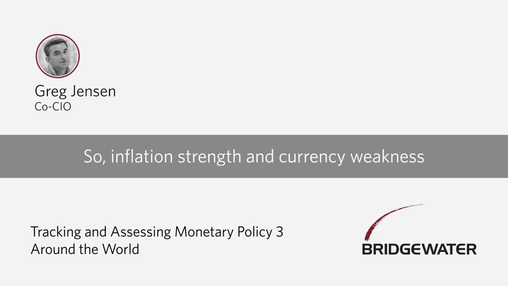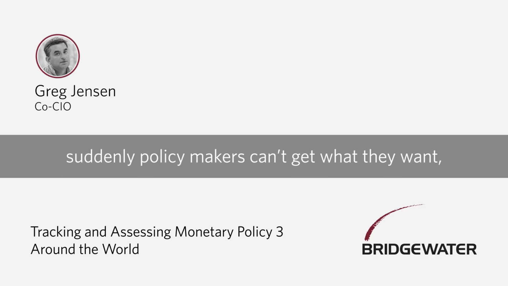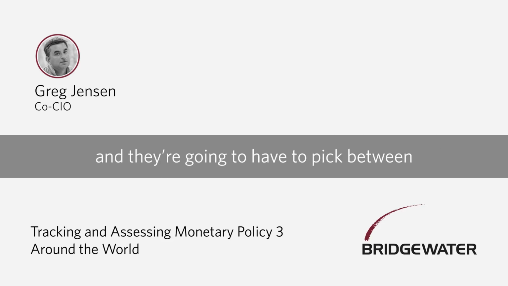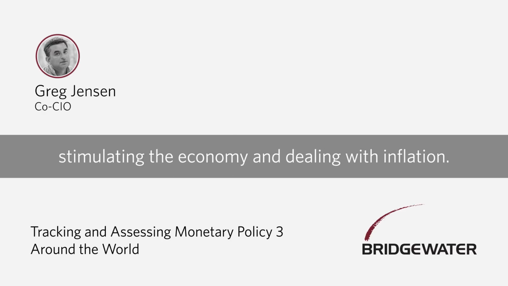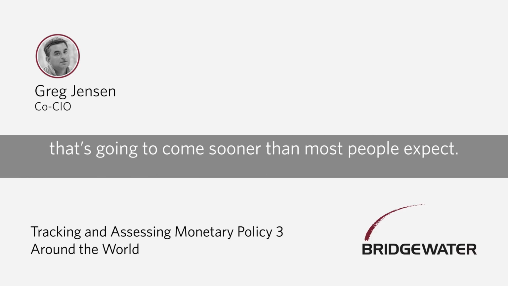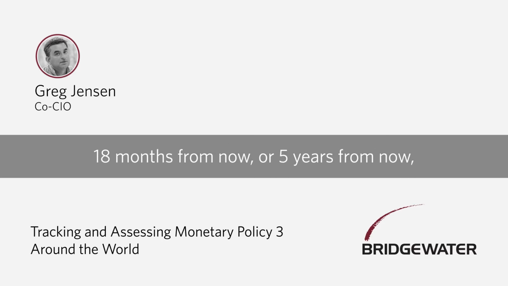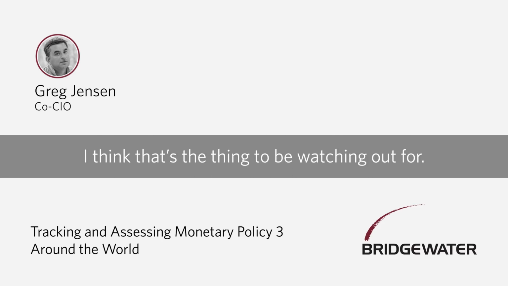So inflation strength and currency weakness are the big concern, that if you get those, suddenly policymakers can't get what they want. And they're going to have to pick between stimulating the economy and dealing with inflation. And I think that's going to come sooner than most people expect. But in any event, whether it's 6 months, 18 months from now, or 5 years from now, I think that's the thing to be watching out for.